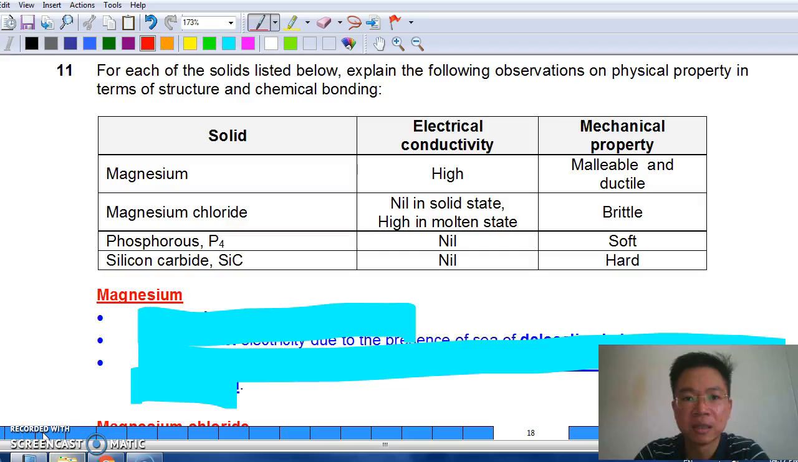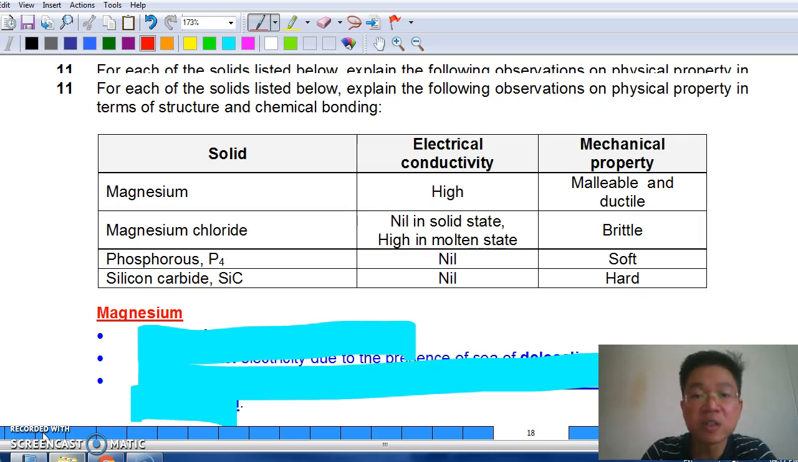Hello everyone, this is Chem Bonding tutorial question 11. Question 11 is on physical properties of substances.